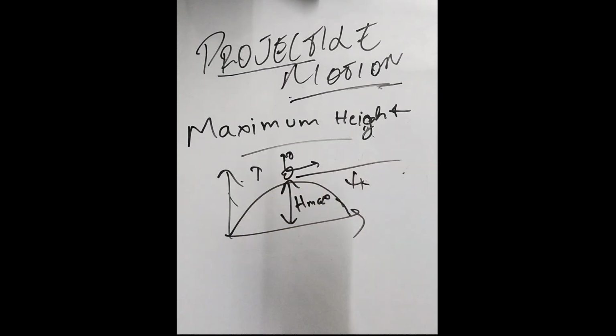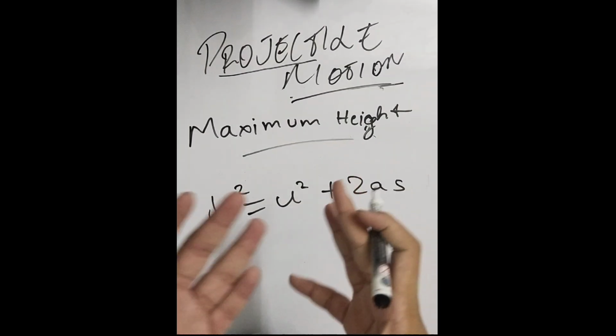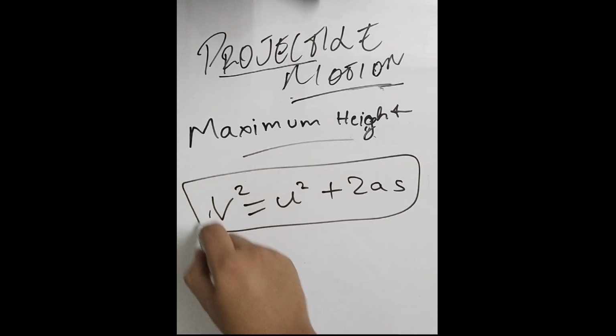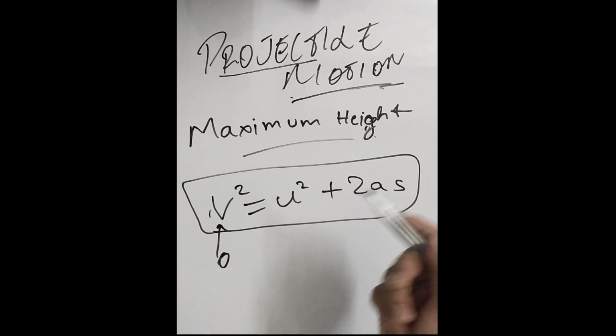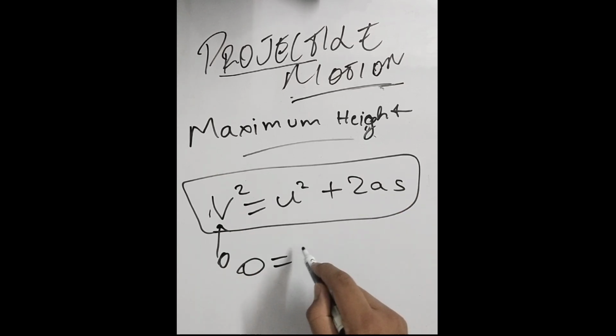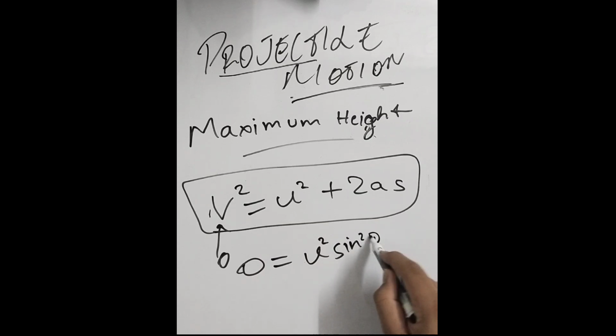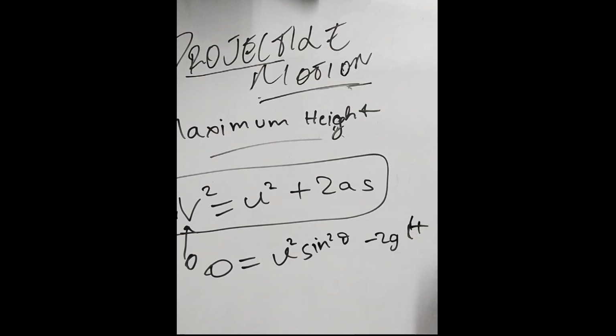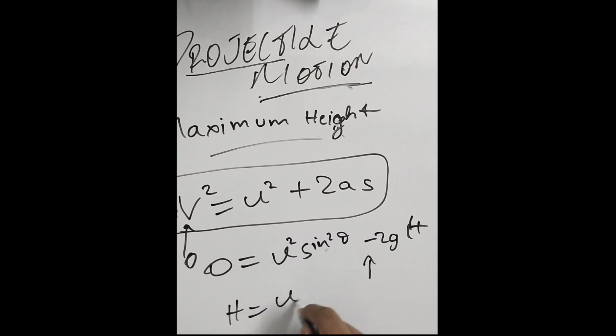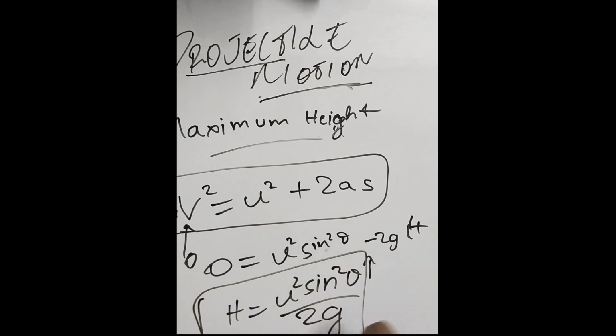So how can we really get H max? We can derive this using a very basic formula, v square equals u square plus 2as, and I just told you that v square is 0 at the highest point, right? So 0 equals u square sine square theta minus 2gh. Why am I taking sine theta? Because it's a component and sine is the upward component. That's why I'm taking sine square theta. Now when you simplify this equation, you get that h equals u square sine square theta divided by 2g. And this is the formula for H max.